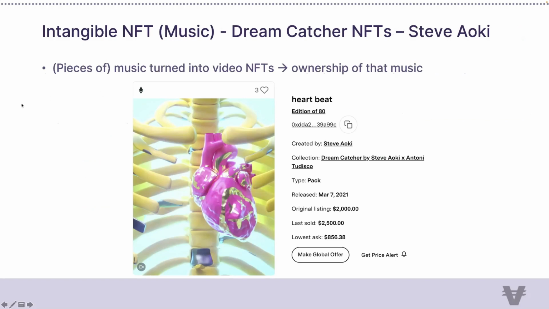Then another example is, of course, music done by Steve Aoki. It's called the Dreamcatcher NFTs, where pieces of music were turned into video NFTs. So they make a certain movement, but you also have ownership over that video and the music that comes with that video. And those are sold for quite a bit.